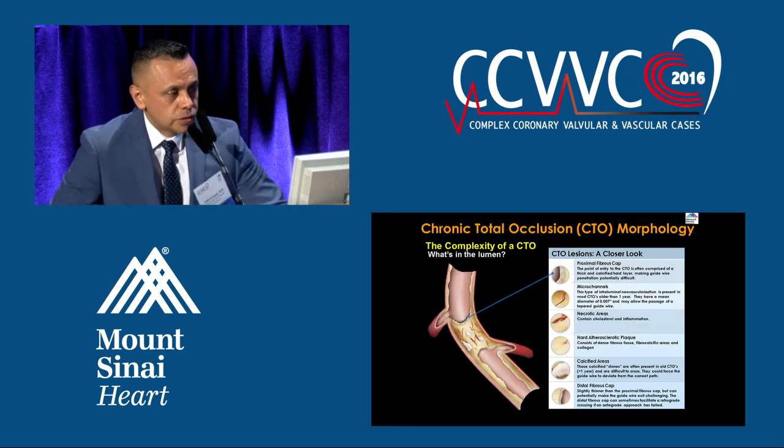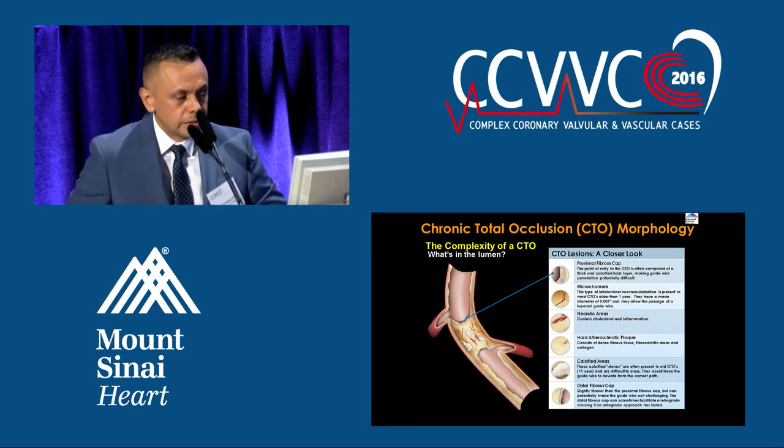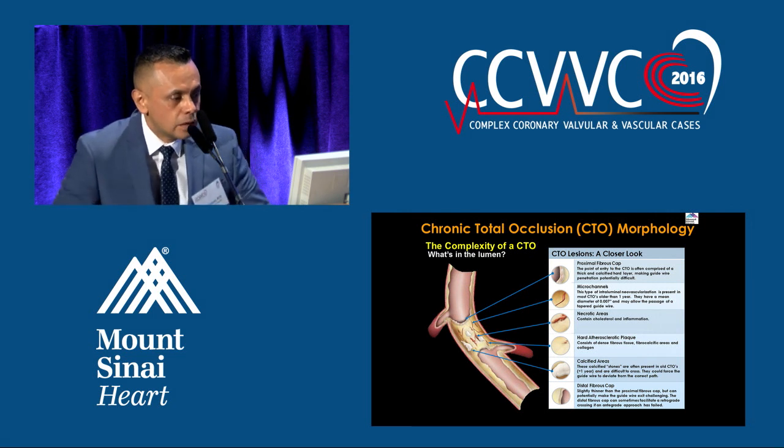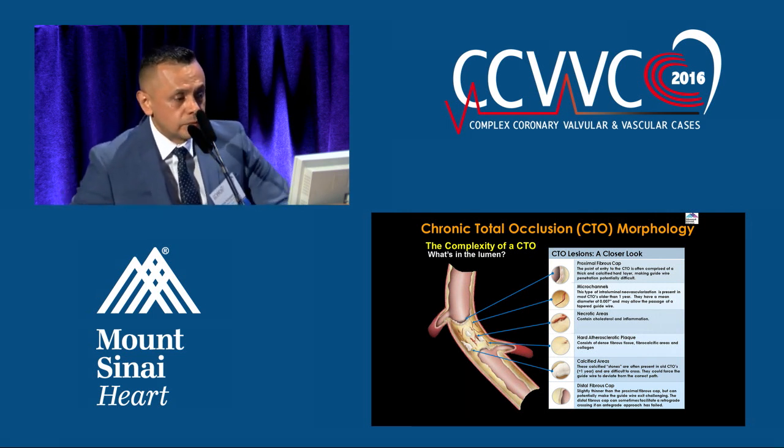The morphology of a chronic total occlusion: these are complex occlusions that have been there for a long time, like I said. This is what you're going to find if you send this CTO to a pathology lab. You're going to find a fibrotic proximal cap. You will find microchannels. You will find calcific areas, as well as the distal fibrous cap.